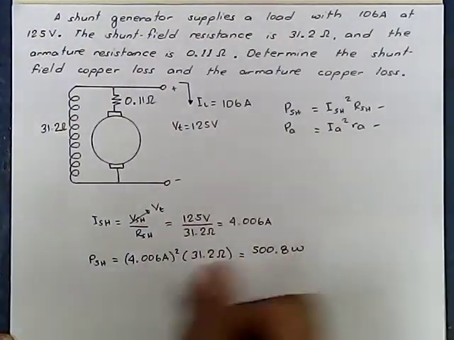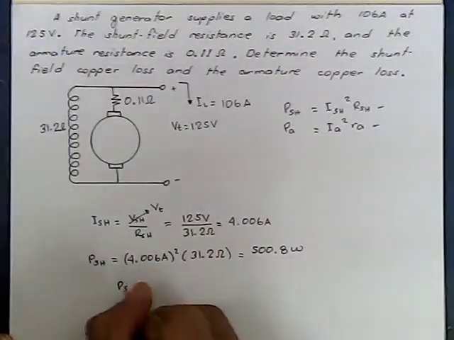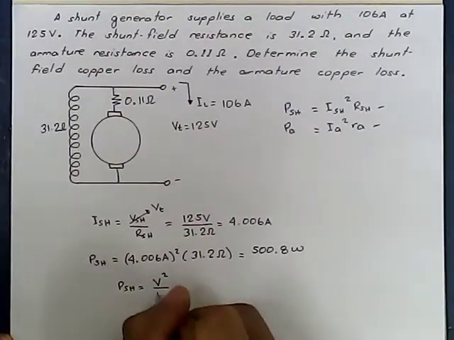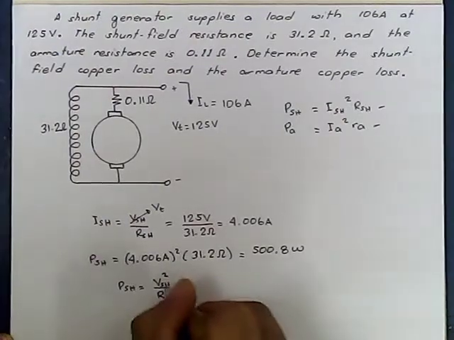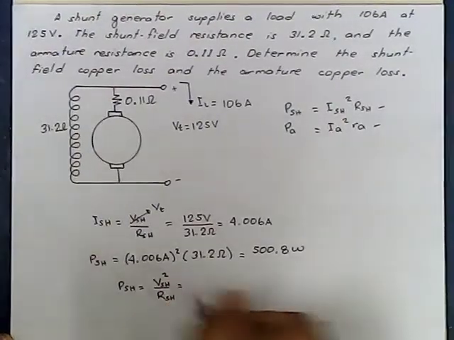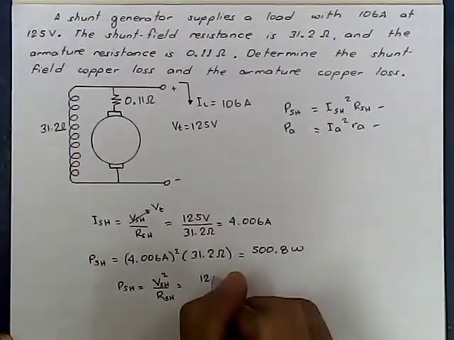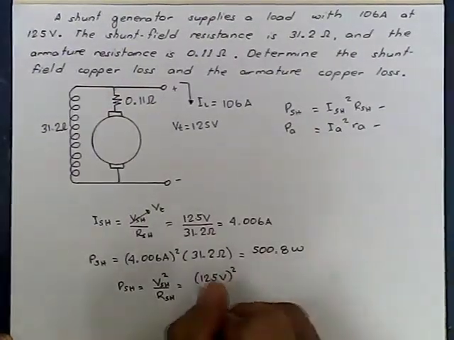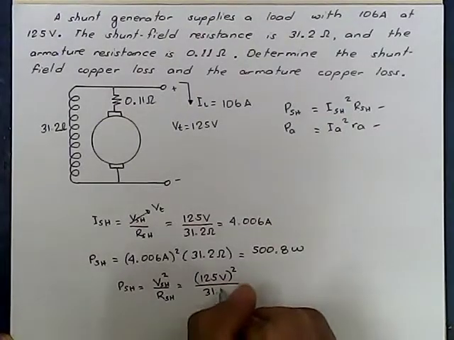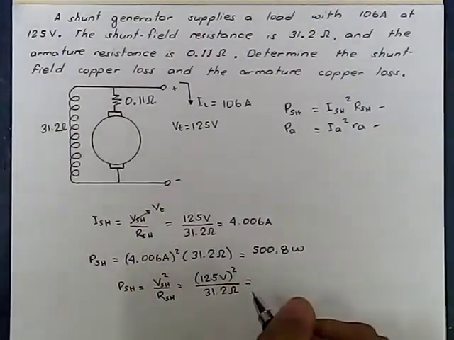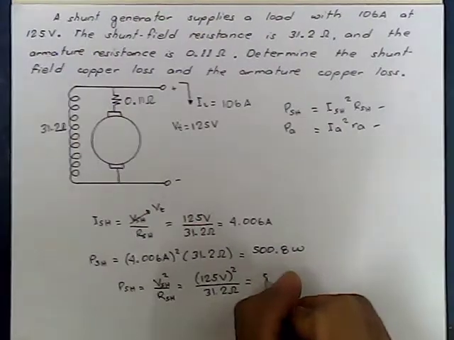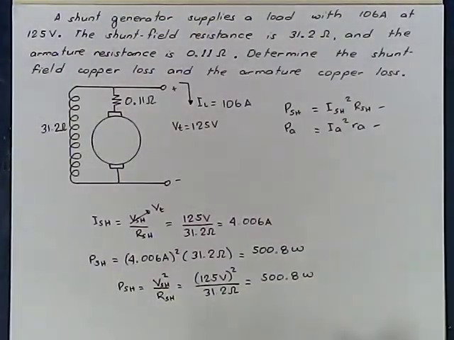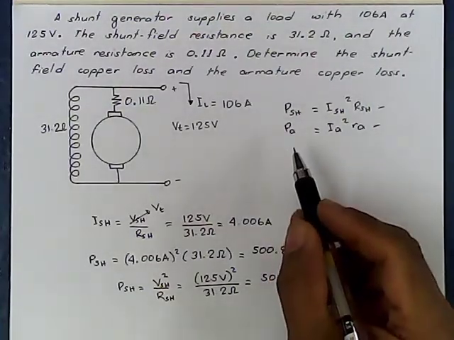Another formula na pwede natin gamitin para dito, PSH equals the voltage squared divided this by the resistance. We have 125 volts squared divide this by 31.2 ohms will give us the same 500.8 watts. Now let's go to armature copper loss.